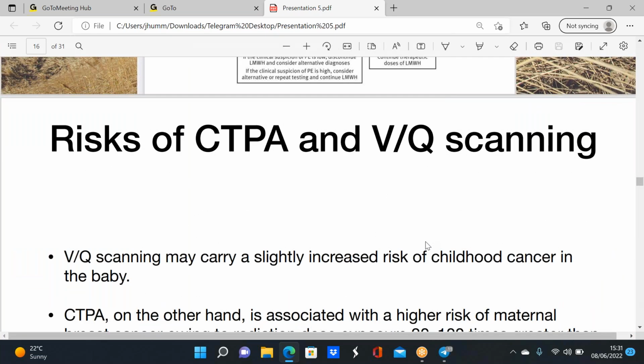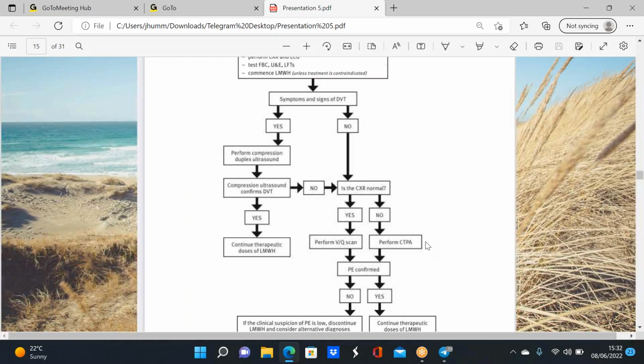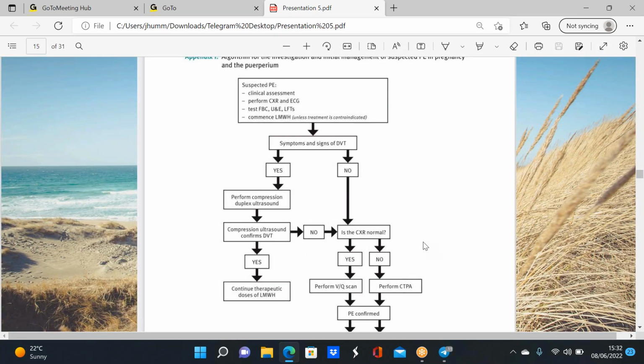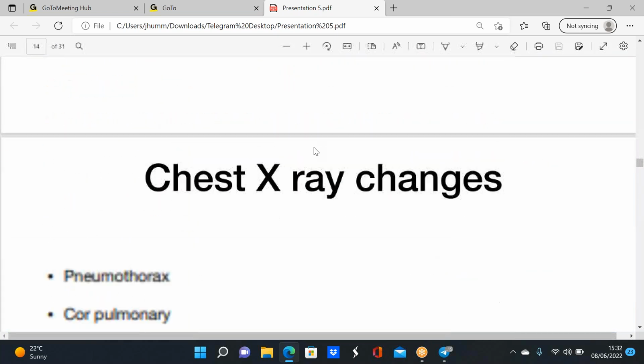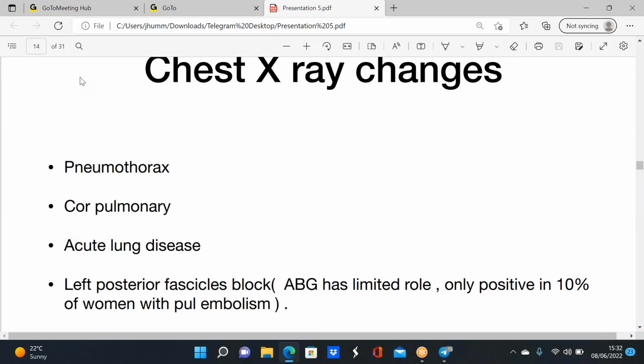Ma'am, what are the changes we can see on the X-ray if PE is positive? Okay, in the X-ray, there are certain changes. It's in the previous slide. So it could be pneumothorax, acute lung disease, and left posterior fascicular block. Okay, we'll share it later. Yeah, these are the things you can see on the chest X-ray.